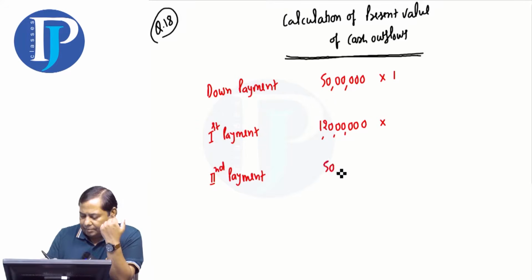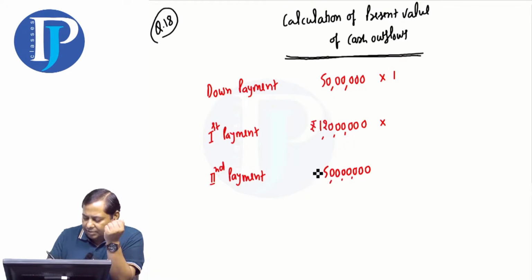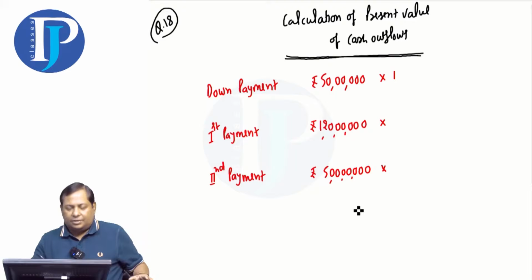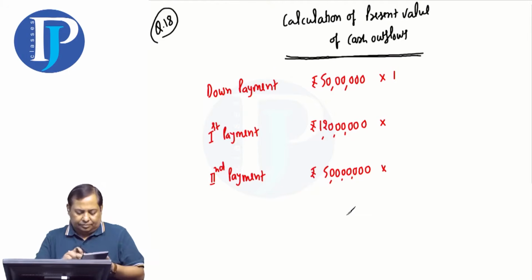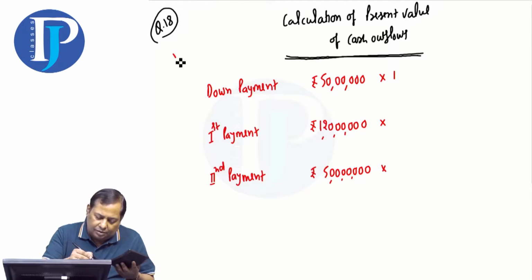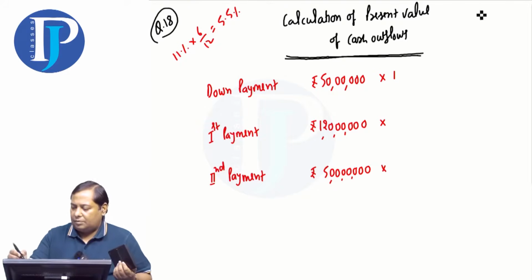Third payment is overall third, but installment wise it's second. And the third payment is 5 crore. Seeing such large figures makes my hands tremble, especially when the amount reaches crores, because I have never seen such a large amount in my life. We will take 11%, 6 by 12. This will become 5.5%. 1 upon 1 plus 5.5%.